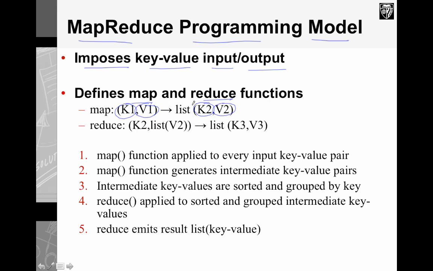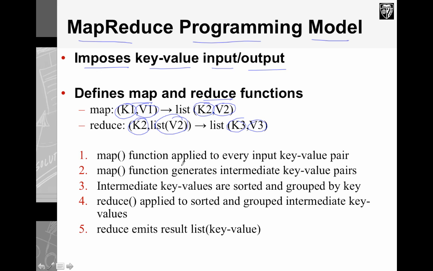Then the output of the mapper goes into the reducer. The reducer will take a key 2, which is a different data type, and get a list of values, which is a list of V2s, which it will process in the reducer and generate a list of key 3 and V3 types. Now, this may sound a little confusing because you haven't really done any MapReduce programming. Just bear with me right now, and I'm going to show you a problem example.